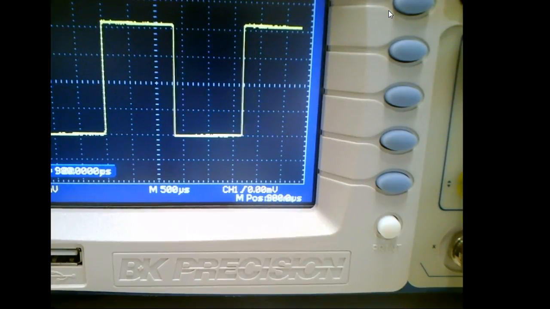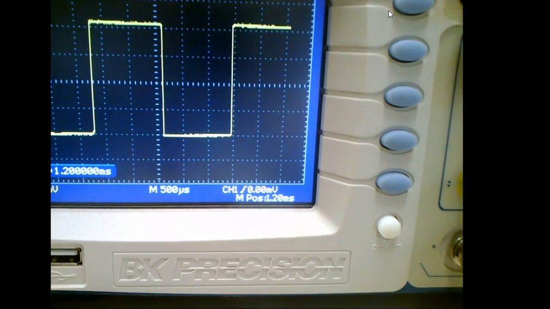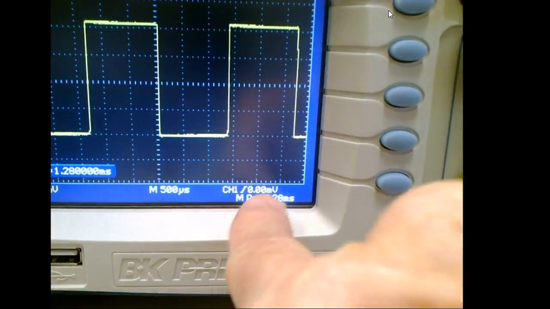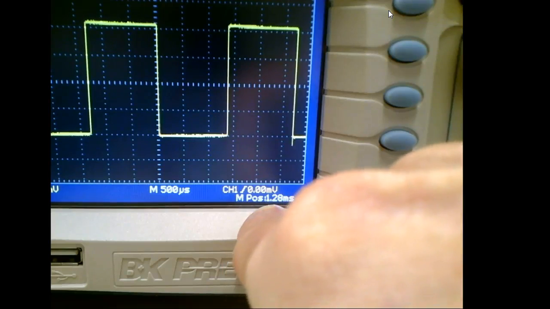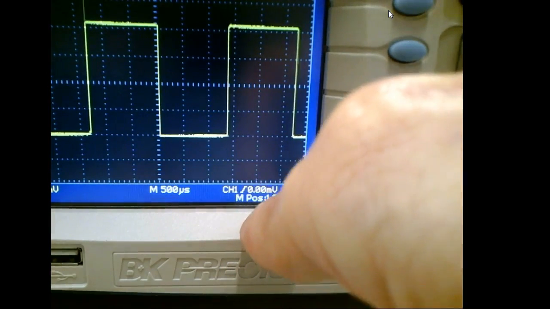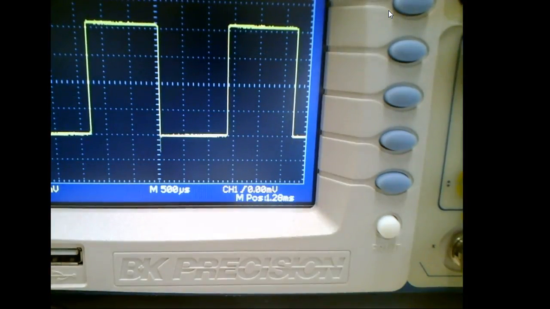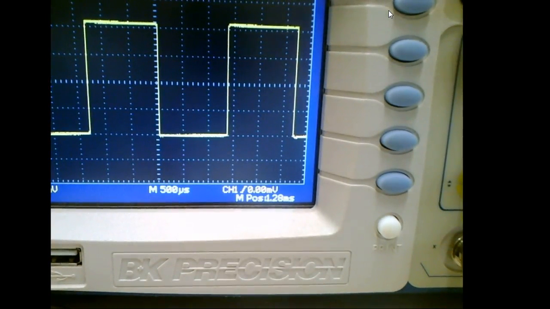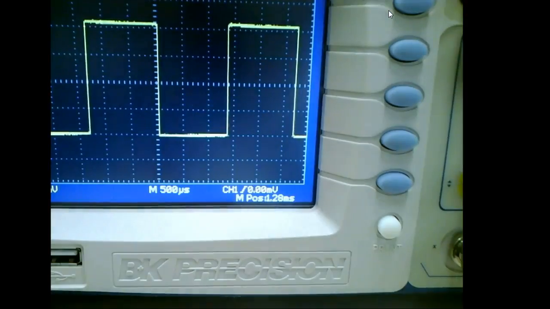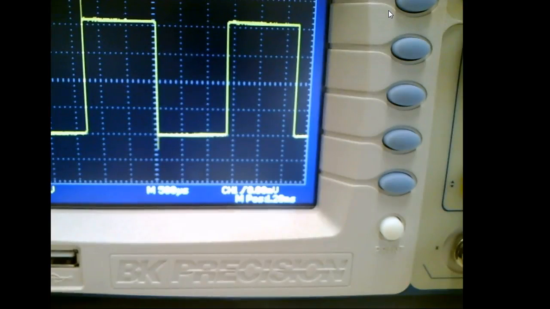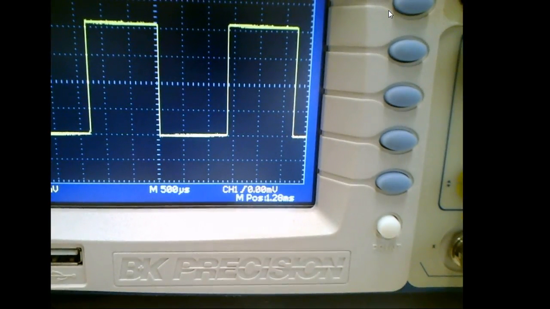So what's that number there that keeps moving? This shows me my position, and it shows me my actual time in milliseconds. So this is a computer. This is a digital storage scope, so it's got a computer in it. I should turn that off, so this is actually giving me the time for one cycle. That makes sense? But we don't need to see that. We need to see if we can do it ourselves, right?